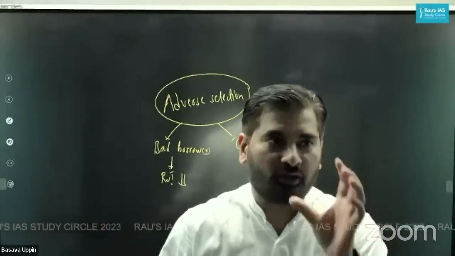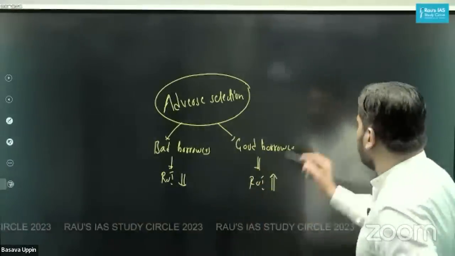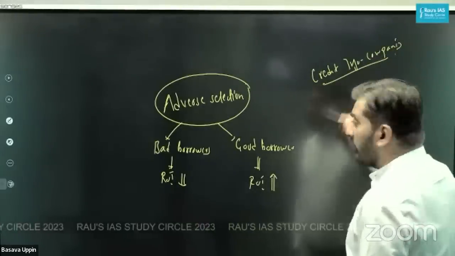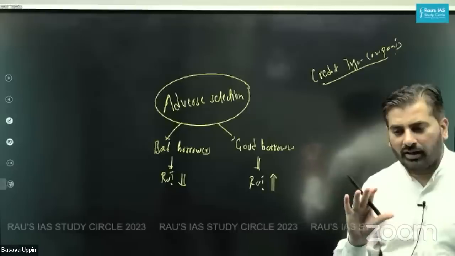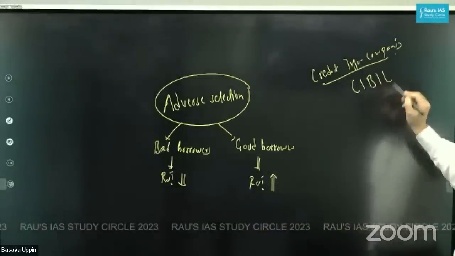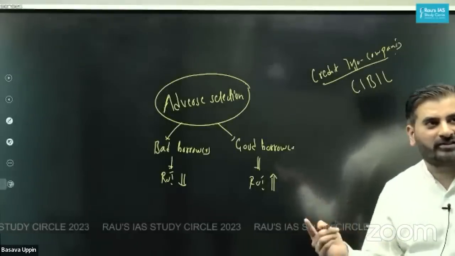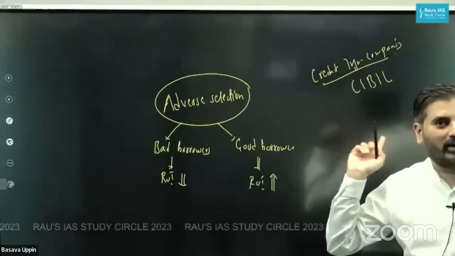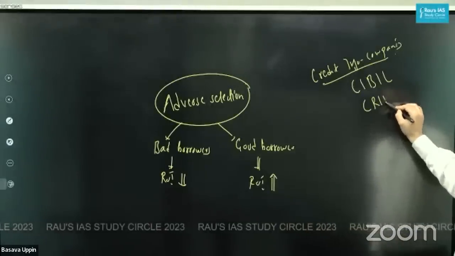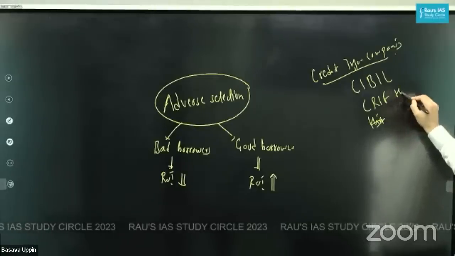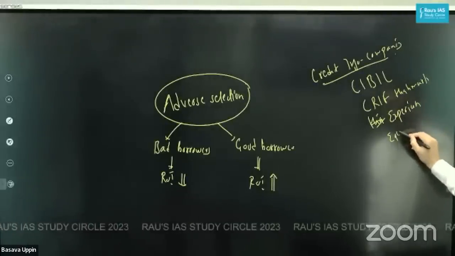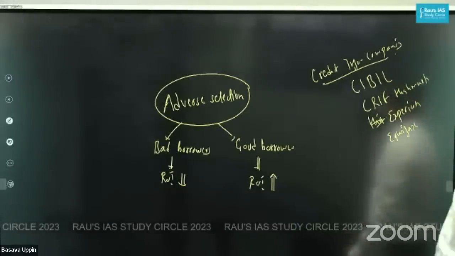To give credit information to the banks, what we have right now is credit information companies in India. Right now, we have 4 credit information companies. These are Credit Information Bureau India Limited. I hope all of you must have heard about CIBIL score, right? So this is an agency which provides the CIBIL score. Then we have CRIF High Mark. Then we have Experian. Then we have Equifax. So right now we have these 4 credit information companies.